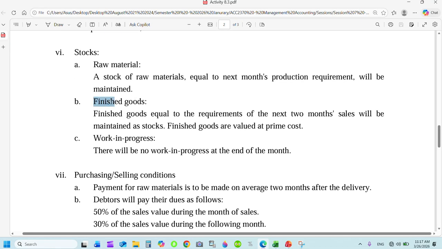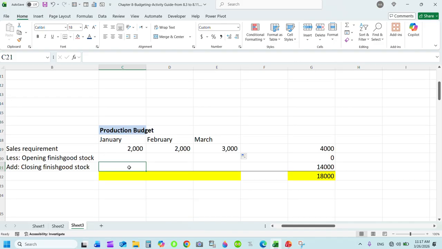Here, finished goods. Finished goods equal to the requirements of the next 2 months sales will be maintained. You need to maintain finished goods equivalent to the next 2 months sales. It means you need to have closing stock equivalent to the next 2 months. So this is your next 2 months. So you need to produce accordingly.